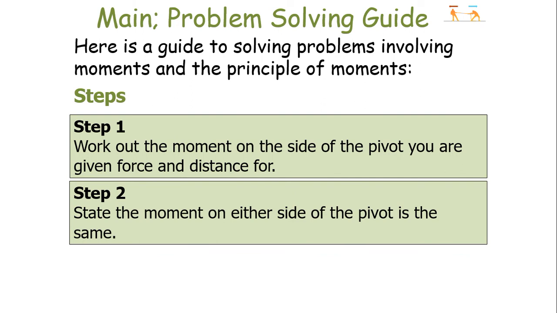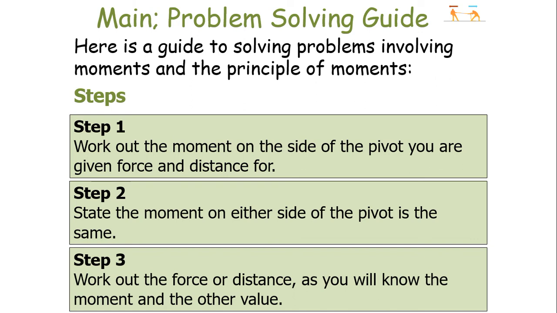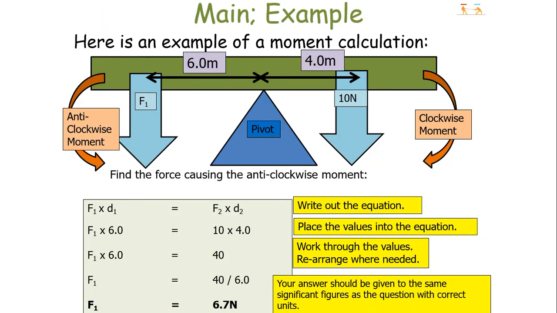Step 2, state that the moments on either side of the pivots must be the same, and then work out the force or distance value, as you'll know what the moment is on that side of the pivot and you'll know the other value from the question. So an example question is, you don't know what force 1 is, but you do know what distance 1 is, you do know what force 2 is, and you do know what distance 2 is.